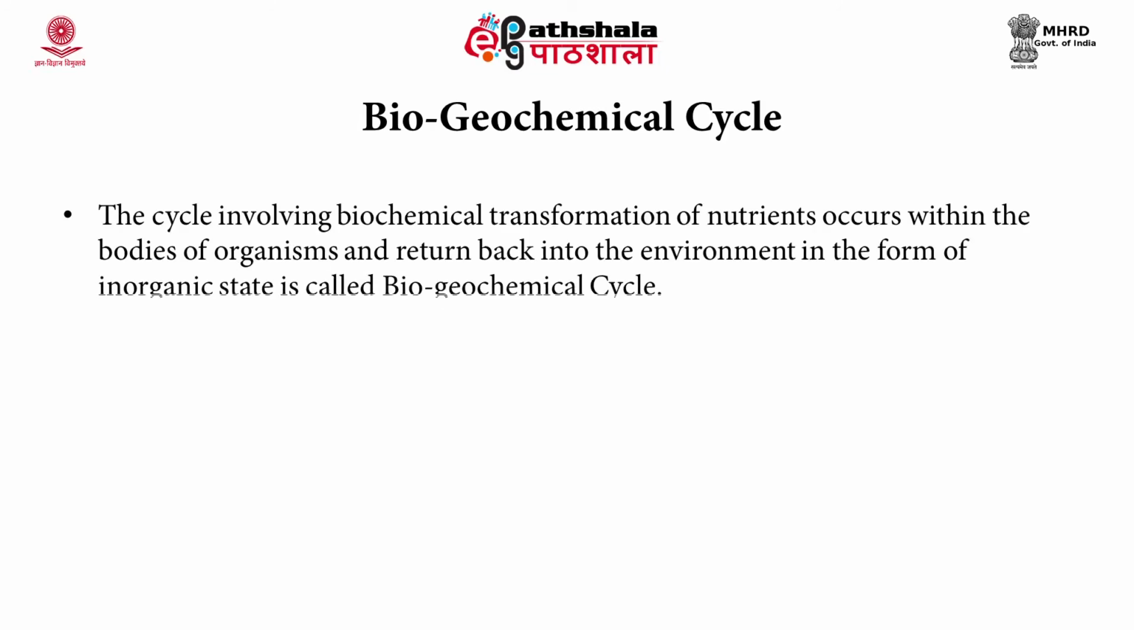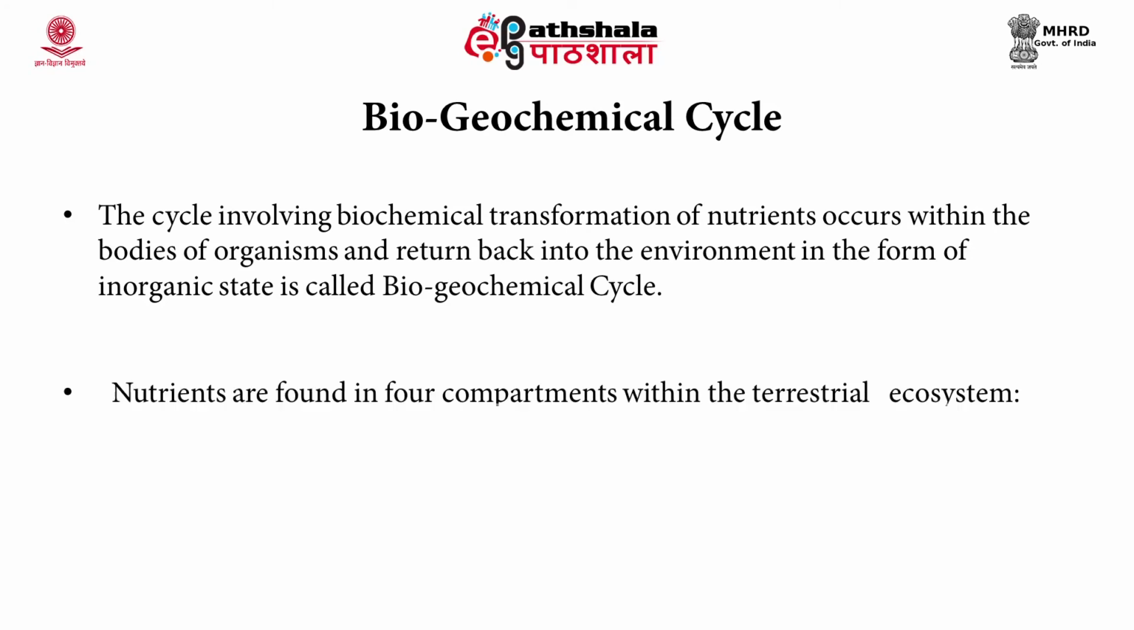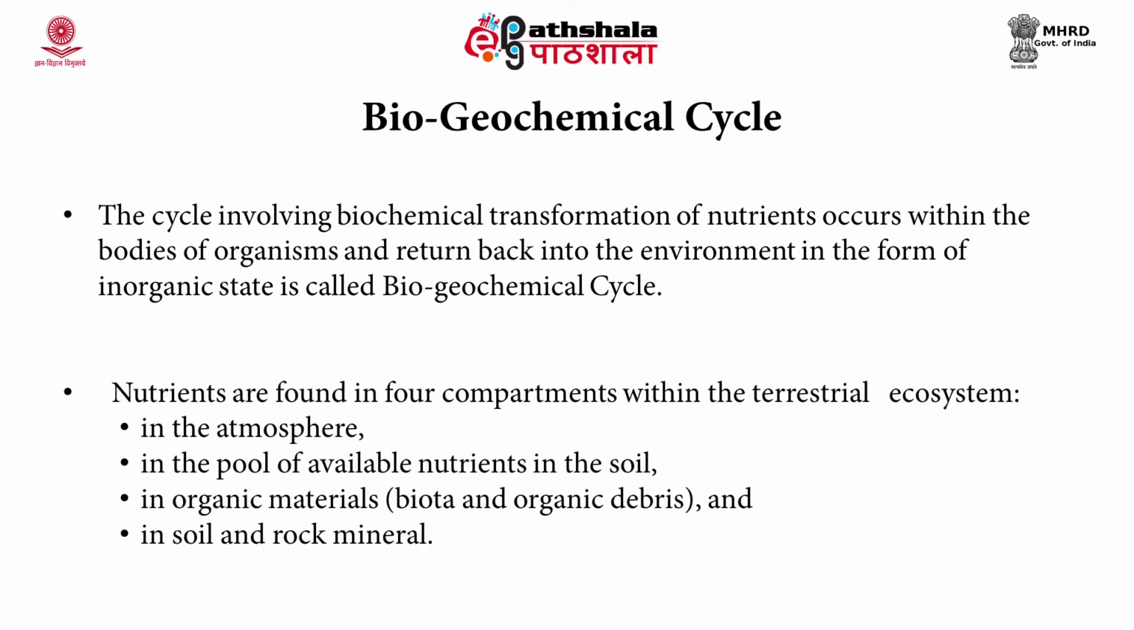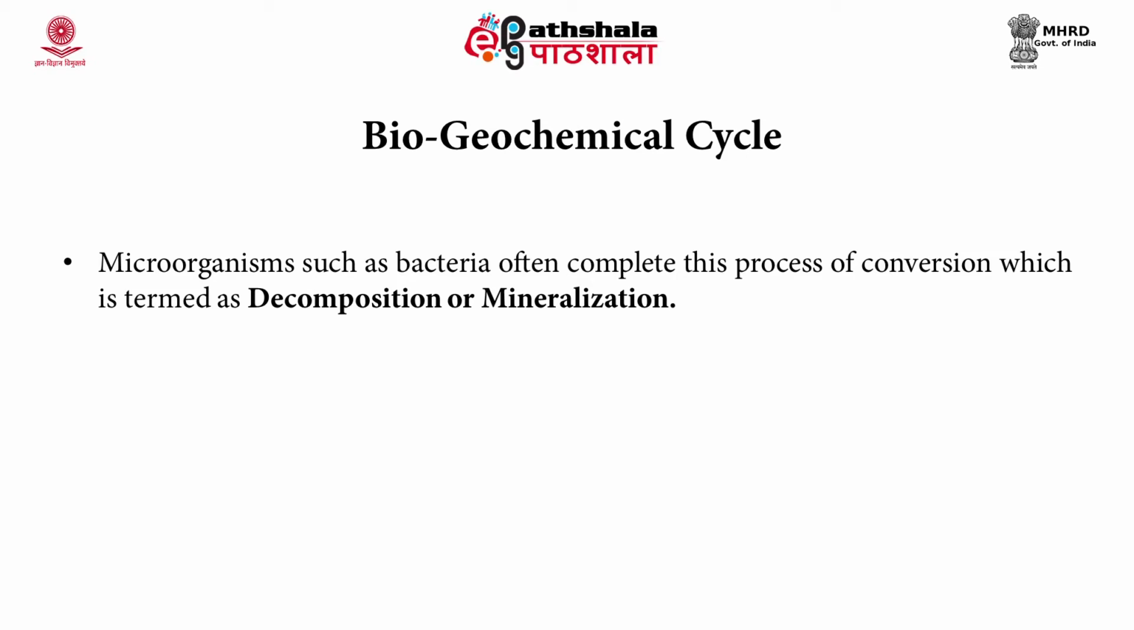Biogeochemical cycle. The cycle involving biogeochemical transformation of nutrients, which occurs within the bodies of the organisms and enters back into the environment in the form of an inorganic state, is called the biogeochemical cycle. Nutrients are found in 4 compartments within the terrestrial ecosystem. First, in the atmosphere; second, in the pool of available nutrients in the soil; third, in organic matter such as biota and organic debris; fourth, in soil and rock minerals. Microorganisms such as bacteria often complete this process of conversion, which is termed decomposition or mineralization.